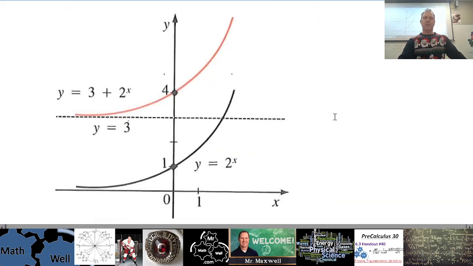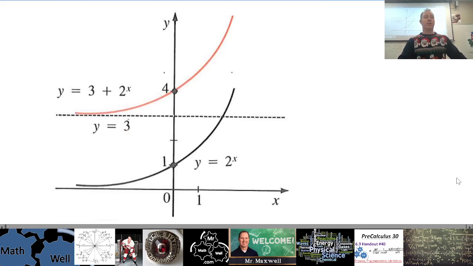Okay, transformations. So in Pre-Cal 30, we spent a lot of time throughout most of the course talking about transformations of different graphs. And we also talked about this. If you have a y equals 2 to the power of x graph, like in black here, and then we were to add 3 to it outside of the 2 to the x, then literally we would take this 2 to the x graph and move it up 3 units. If it was negative 3, then it would go down 3 units and drop beneath the x-axis.